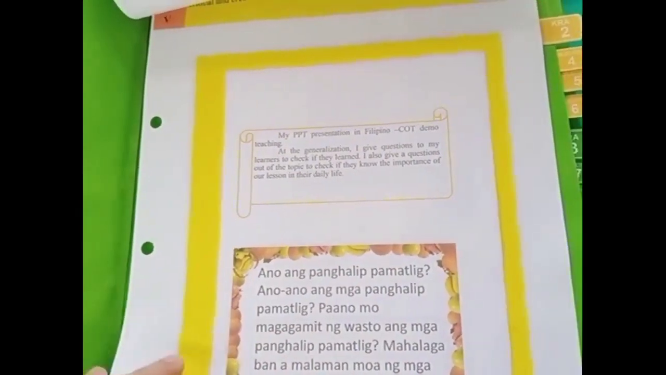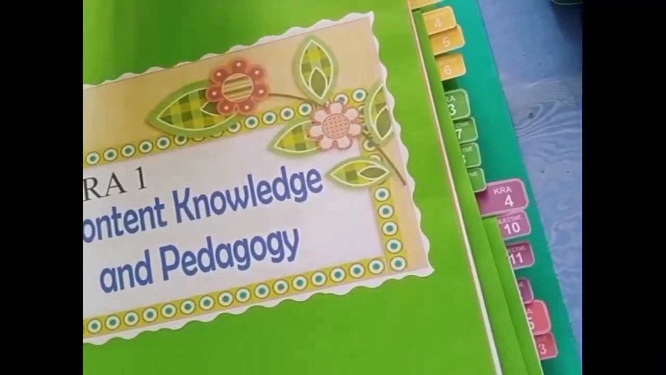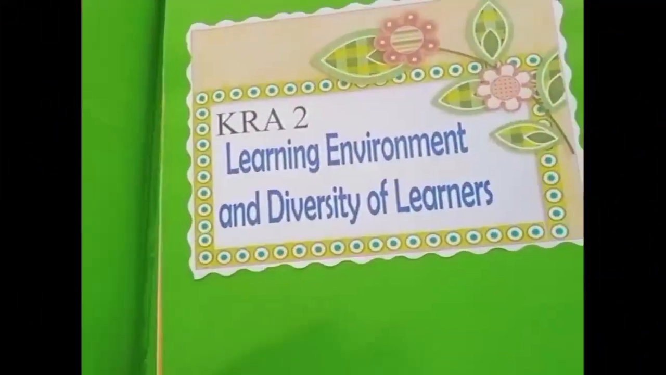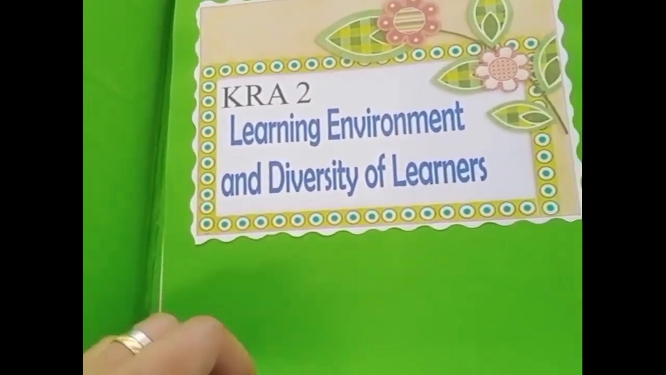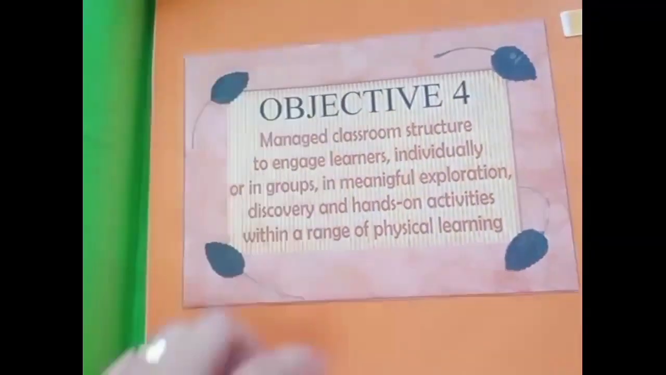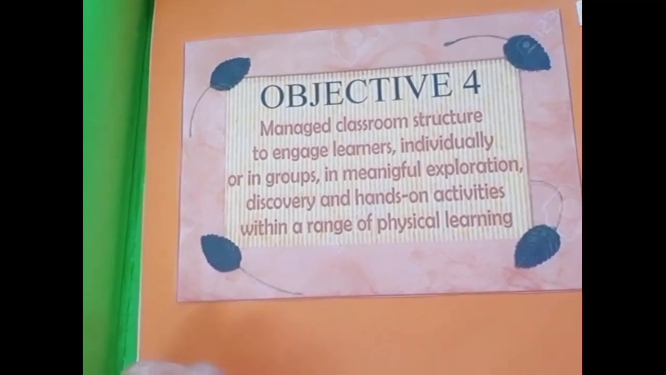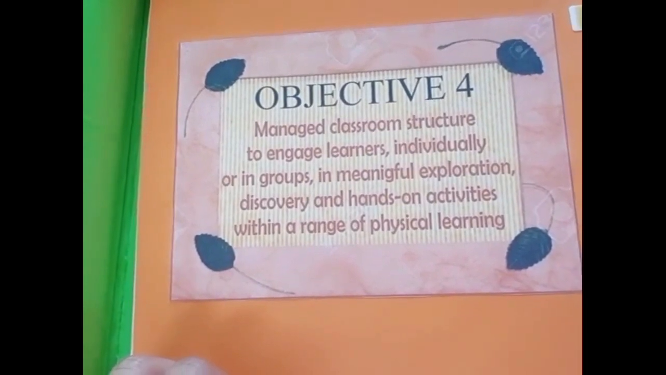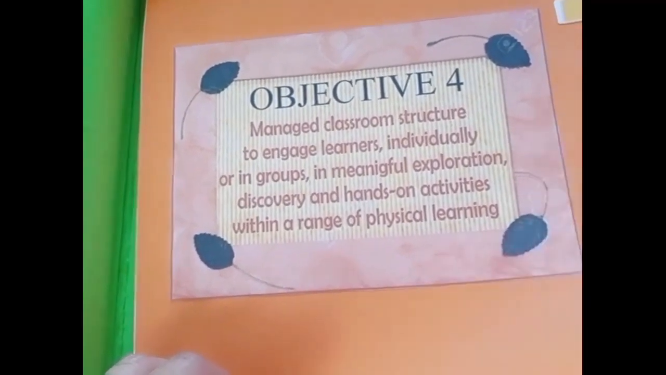So ayan, COT ulit. Lesson plans, lagi siyang apat ang ni-attach ko, at instructional materials. Ito yung laman ng portfolio ko para sa KRA 1 sa tatlong objectives. So dumako na tayo sa KRA number 2, learning environment and diversity of learners. So objective number 4 is manage classroom structure to engage learners individually or in groups in meaningful exploration, discovery, and hands-on activities within a range of physical learning.